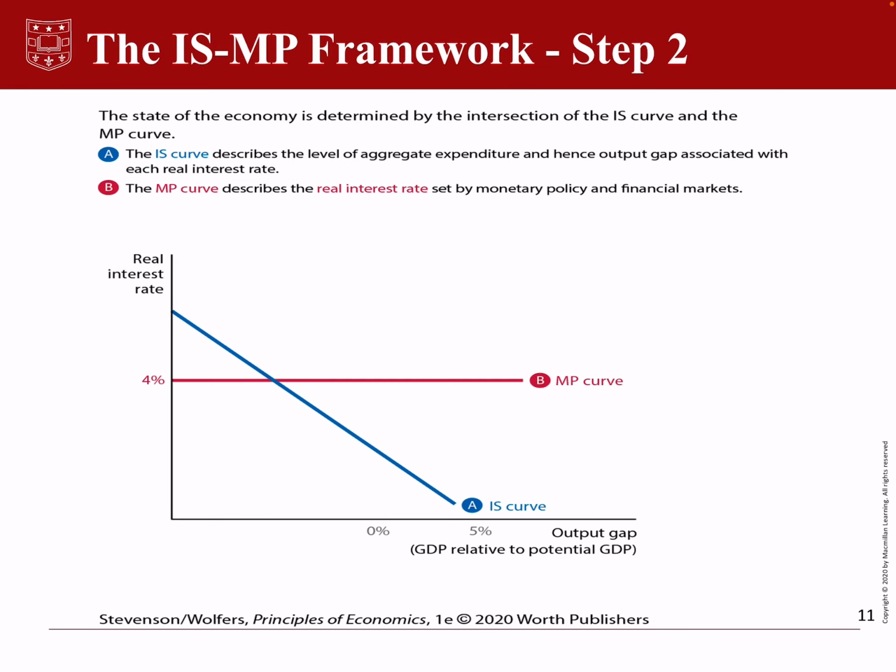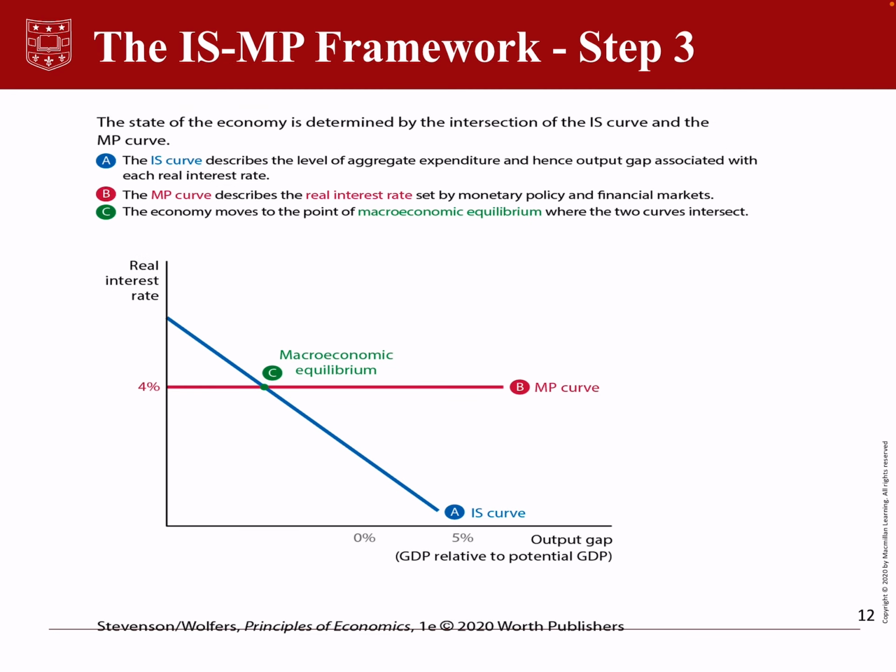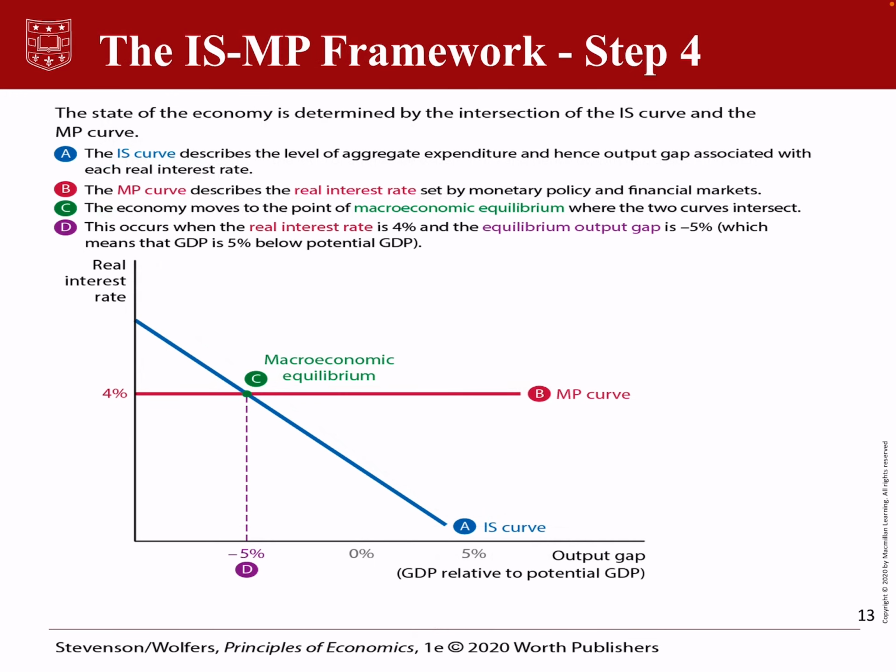Now we can add the MP curve in here because that's going to tell us the real interest rate that is determined jointly by the stance of monetary policy as well as conditions regarding especially risk in financial markets. And when we put those two things together, we can define the short-run macroeconomic equilibrium, and that's where these two curves intersect. Jointly, this determines the output gap. So when the real interest rate in this case is 4%, the equilibrium output gap is minus 5%, which means, of course, that real GDP is 5% below potential.